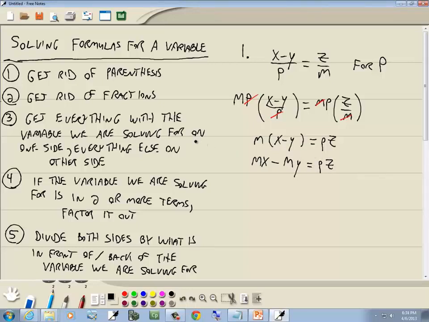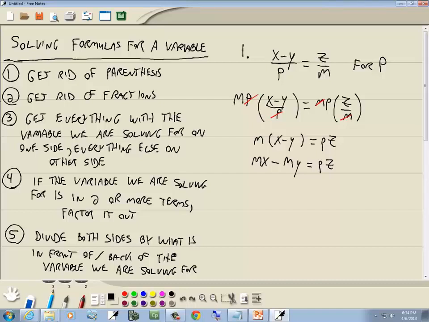Third step, get everything with the variable we're solving for on one side, everything else on the other side. We're solving for p, so everything with a p is on the right side and everything else is on the left side. So that's already done. Step 4, the variable we're solving for is in 2 or more terms, factor it out. Terms are separated by pluses and minuses. This is just in one term, so we don't have to do step 4.